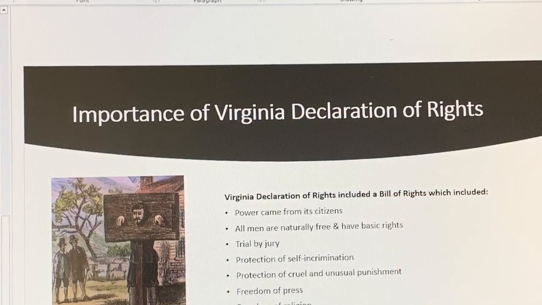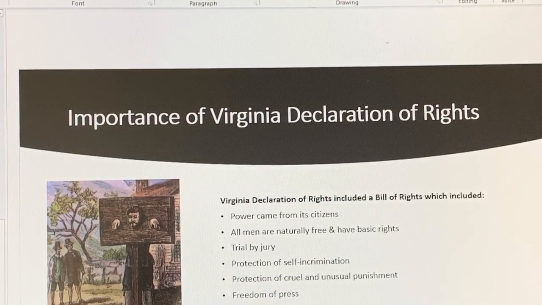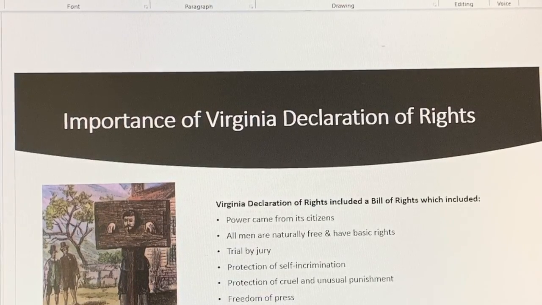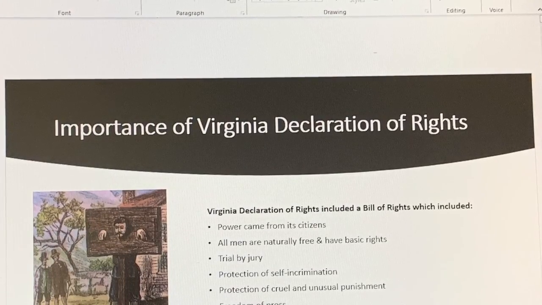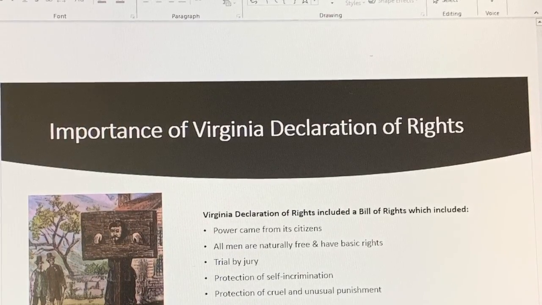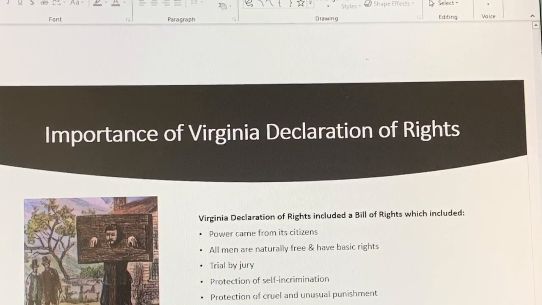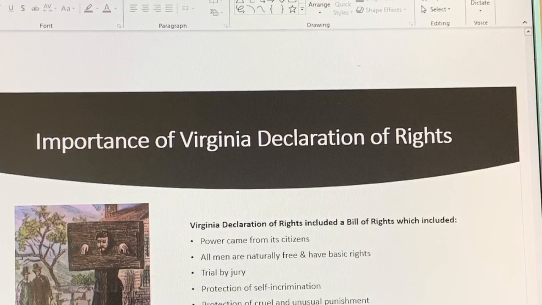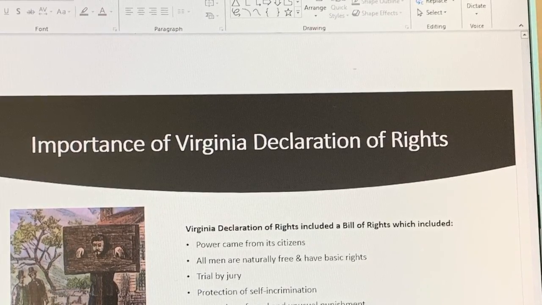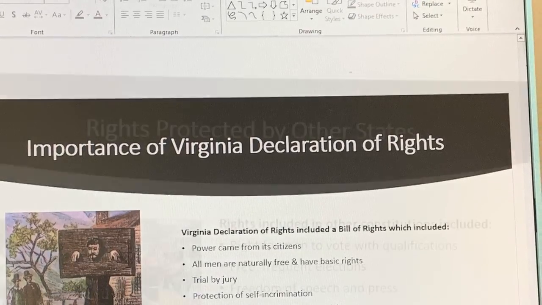Importance of Virginia Declaration of Rights. Virginia's Declaration of Rights included a Bill of Rights, which included power coming from the citizens. All men are naturally free and have basic rights. Trial by jury, protection of self-incrimination, protection of cruel and unusual punishments, freedom of press, and freedom of religion.